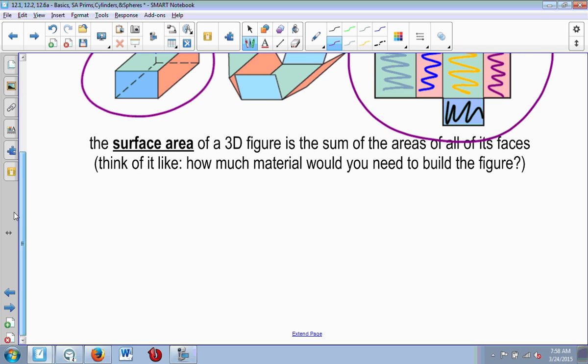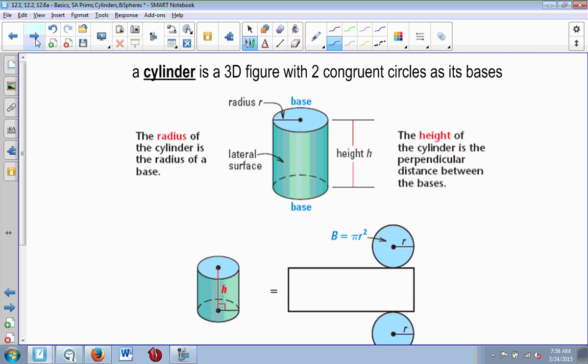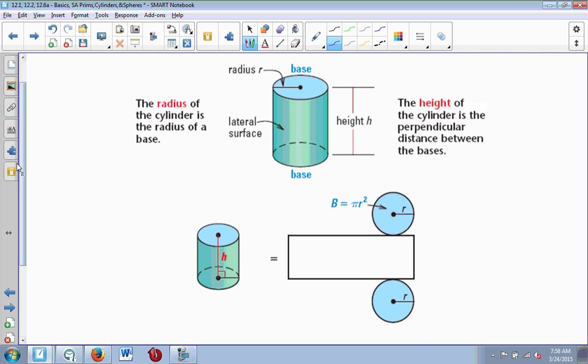The net, or the fold out of a cylinder, looks pretty similar. If I unfold a cylinder, your teacher in middle school probably had you find the area of the circles, and then probably had you find the area of the rectangle here. And what you did then was just add those three pieces together, and that gave you the surface area. So again, we're going to learn one formula that's going to do all of that for us at once.